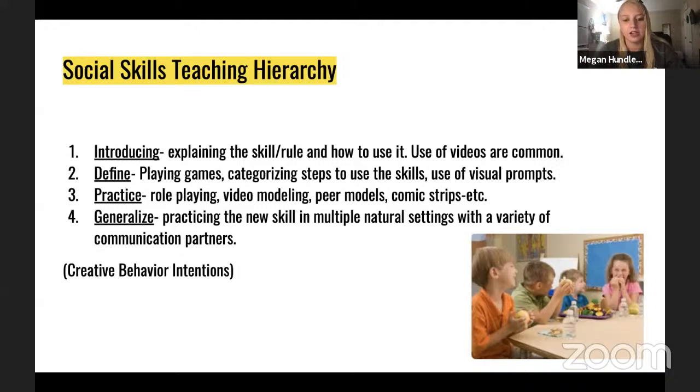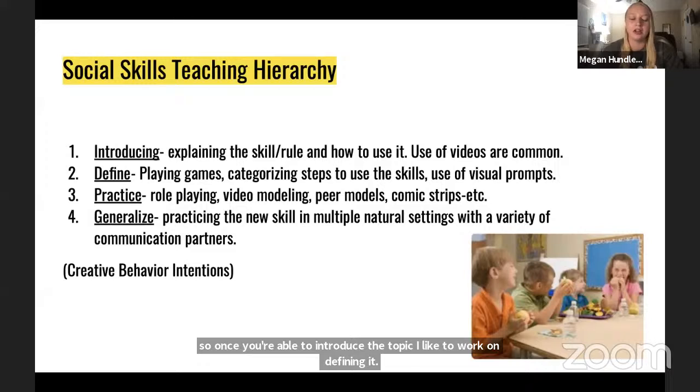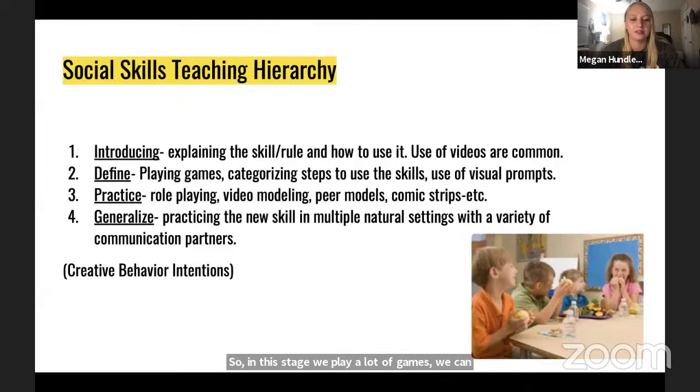And so I use a lot of videos to show examples of good conversation skills and examples of conversations that might need improvement. And so once you're able to introduce the topic, I like to work on defining it. So in this stage, we play a lot of games. We categorize steps to use the skill, and we use a lot of visual prompts. So using prompts to remember maybe the steps of a conversation or questions that we can ask people during a conversation, or ways that we can greet people or tell them goodbye.